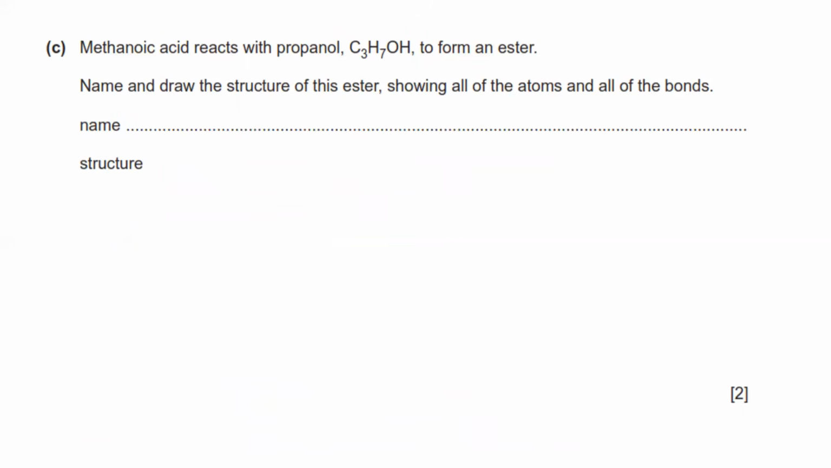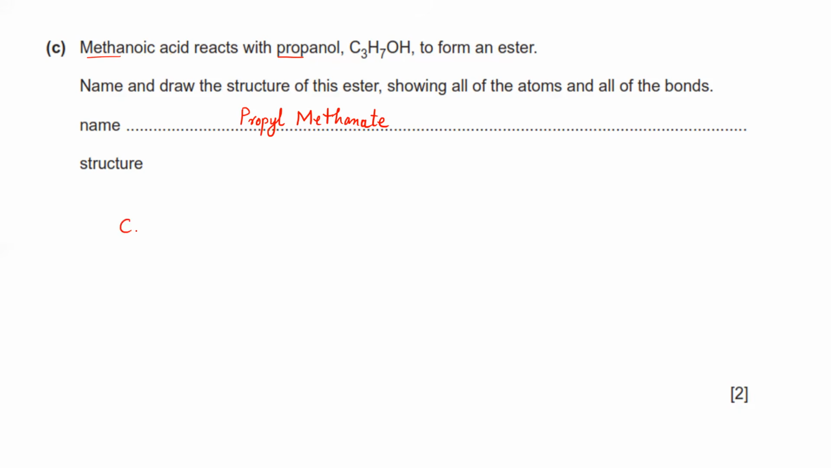Then part C, it says methanoic acid reacts with propanol, C3H7OH, to form an ester. Name and draw the structure of the ester showing all the atoms and all the bonds. So this is propanol and this is methanoic acid, so the ester will be propyl methanoate.